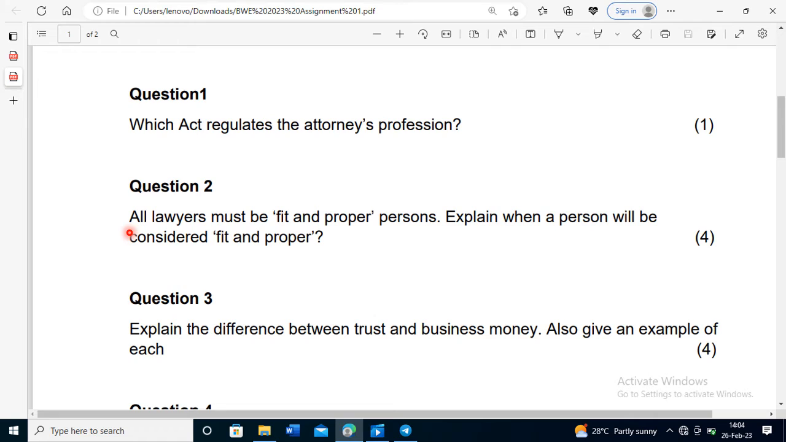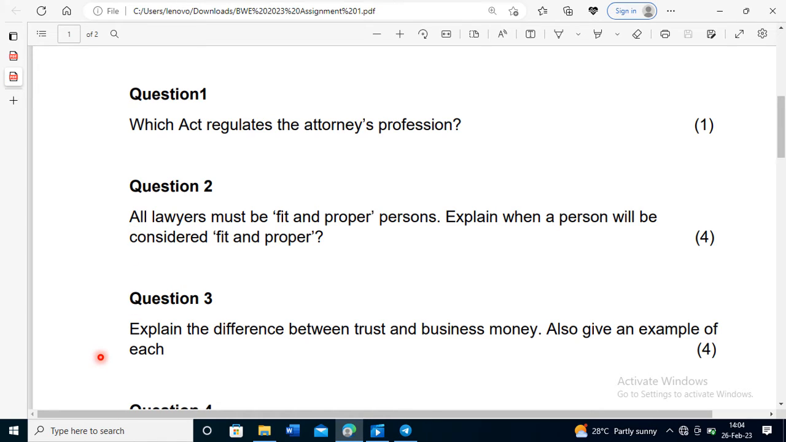So for question 2, go to page 22 under 1.5.2, where you'll see fit and proper of lawyers. Because they're talking about lawyers, you're going to see the part which has the heading fit and proper of lawyers. So you're going to see it, and then please read it. It's going to help you to explain when a person should be considered fit. So you have to concentrate on that part. So let's go to number 3.